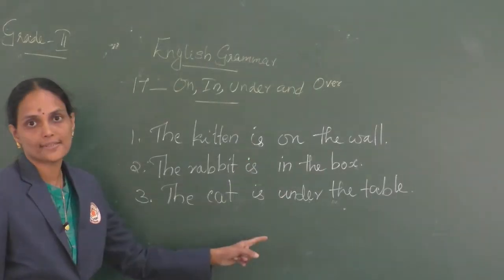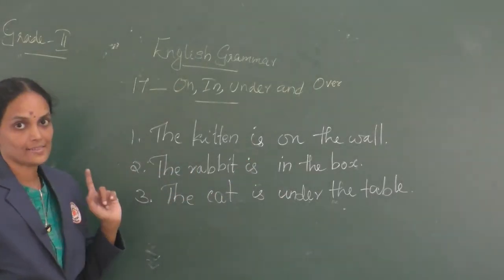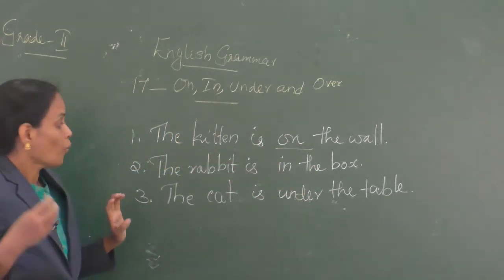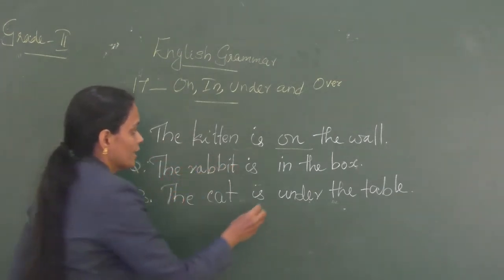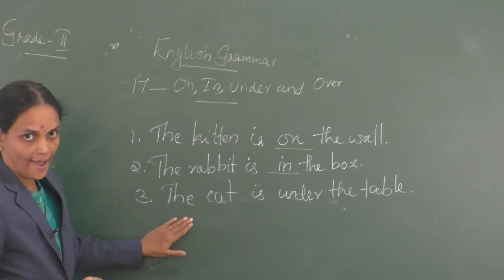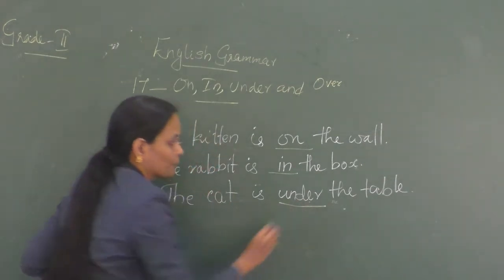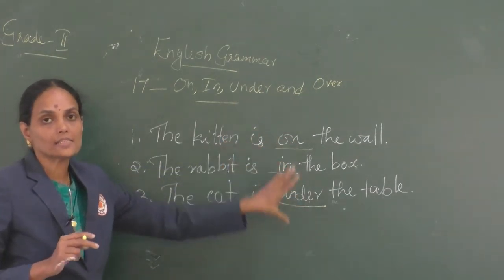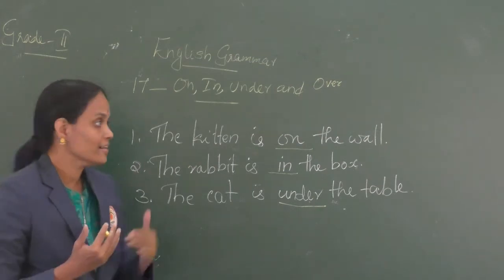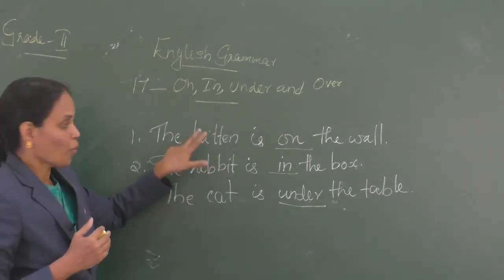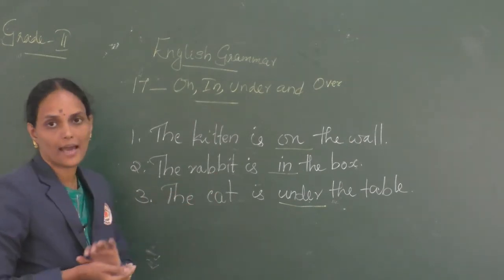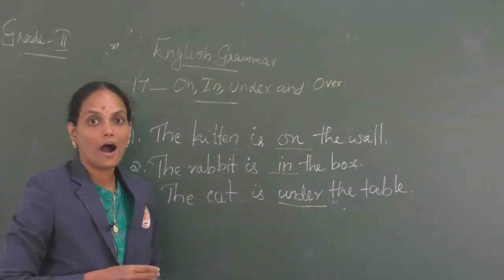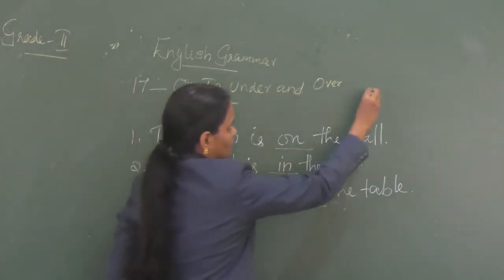Now look at the three sentences written on the board. Where is the kitten? The kitten is on the wall, right? Where is the rabbit? The rabbit is in the box. The cat is under the table. Correct? Now, on, in, under. These three words tell us where the kitten is, where the rabbit is, where the cat is. Correct? So, the words on, in, under are called prepositions.